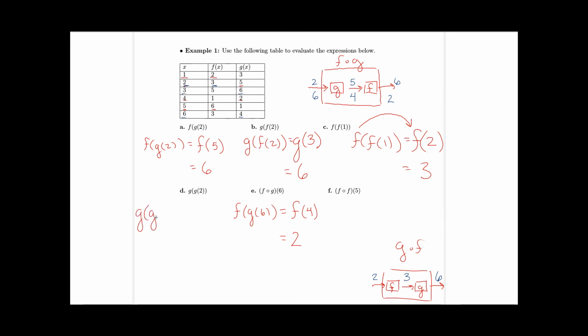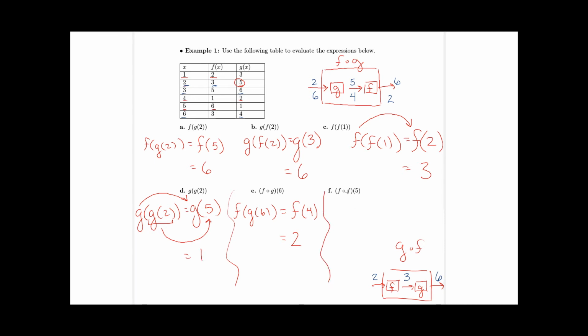G of 2, same idea here. So this G of 2 becomes 5, right? 2 goes into G and becomes 5. But then I've still got this G out here. So then G of 5, we can see, is 1.